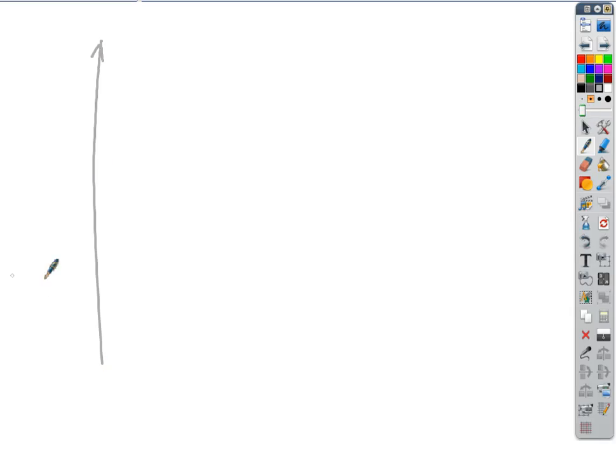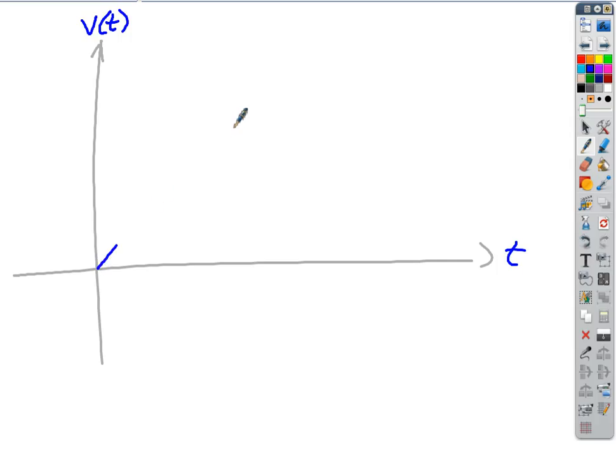This is velocity, and this is time. So that might look like this. Everybody agree? I'm going to uniformly accelerate and then uniformly decelerate down to 0. And the area under that graph tells me displacement. And that's easy, 1/2 base times height, right?